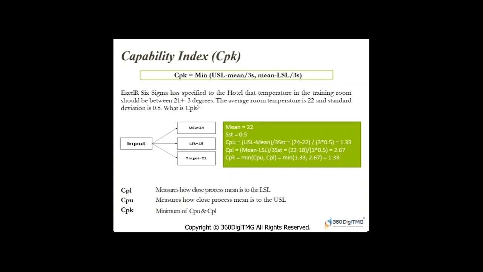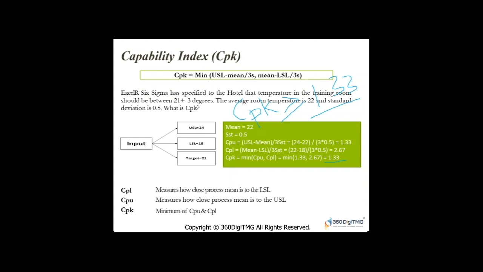Remember, we are in the measure phase. We are baselining the current performance of the process, right? As a thumb rule, CPK value should be greater than or equal to 1.33 for me to say that the process mean is closer to the target. And it's 1.33 here. So I need not worry, right?